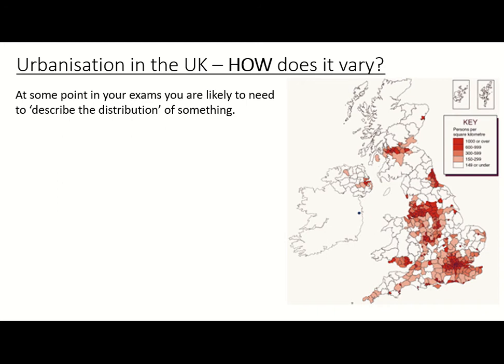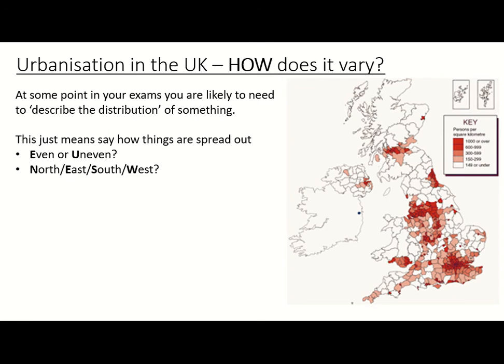So this is another bit of exam practice. At some stage, it might not be in this topic, but in one of your topics, you will probably have to describe the distribution of something. And what that means is you just say how things are spread out, but you use the resource. So firstly, when you're talking about how things are spread, a way to get 1 easy mark is to say if it's even or uneven. Then start to use your compass directions, your knowledge about compass points. Do you find more people in the south, the north, the northeast, the southwest?